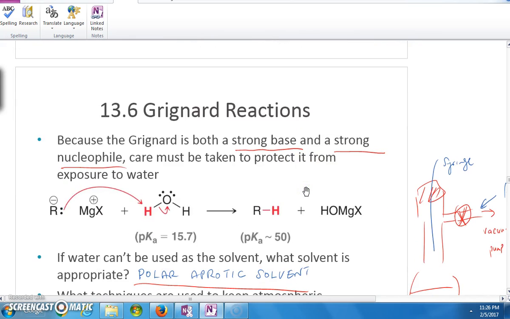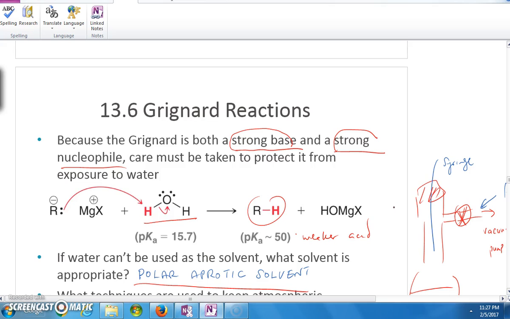Because the Grignard is both a strong base and a strong nucleophile, care must be taken to protect it from the exposure of water. So you cannot bring a Grignard close to water or moisture. The reason is because the reaction is heavily favored. If you bring it close to water with a pKa of 18.7, you form the alkane, which has a pKa of 50. And we learned in Chem 12a that the reaction always favors the weaker acid. And so you know that this reaction will go without any problem.